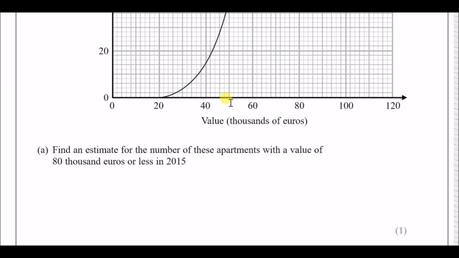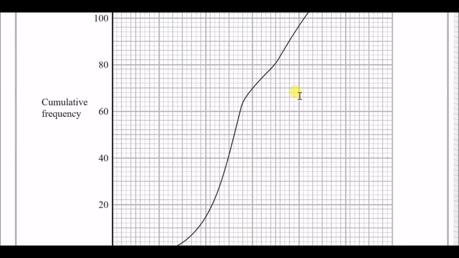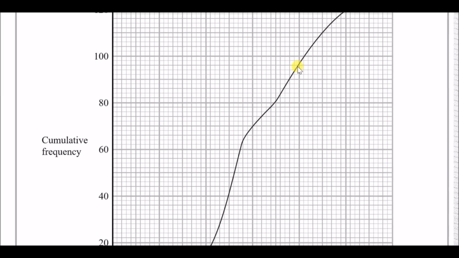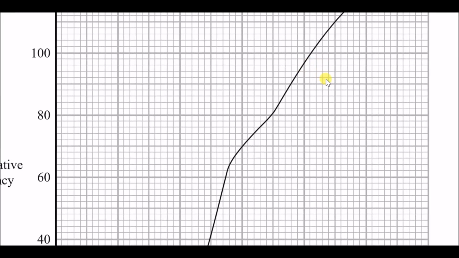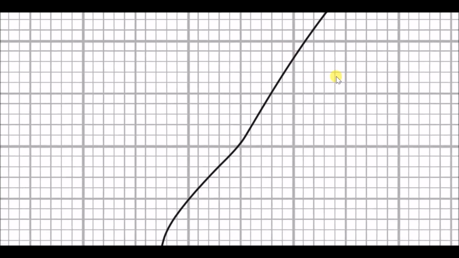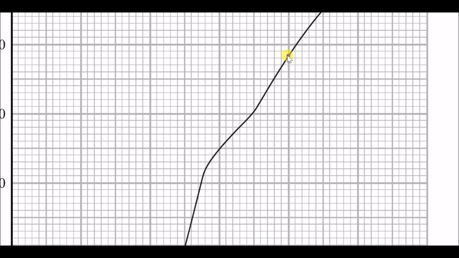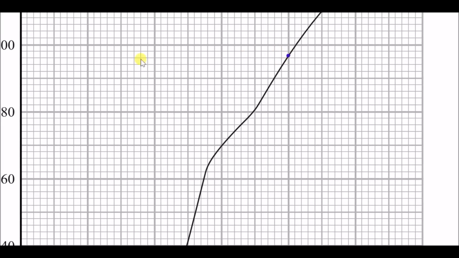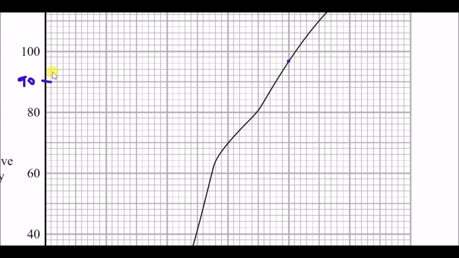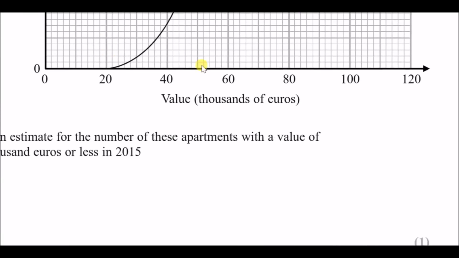Part A: find an estimate for the number of these apartments with a value of 80,000 euros or less in 2015. So we just put our mouse on 80, scroll up, and it hits somewhere around there. I'm just going to zoom in a bit. What do you guys think this is? It's about over here, isn't it? It looks like it's going up in 2s, so it'll be 92, 94, 96. So I'll say about 96. Would you say 96? Yeah, 96.